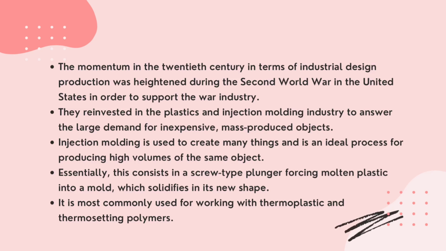Injection molding is used to create many things, from structural, mechanical, and automotive parts to packaging, musical instruments, toys, and one-piece furniture items. It is the ideal process for producing high volumes of the same object. Essentially, this consists of a screw-type plunger forcing molten plastic into a mold, which solidifies in its new shape. It is most commonly used for working with thermoplastic and thermosetting polymers.